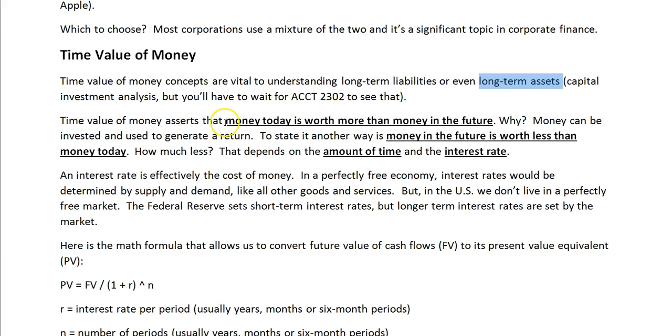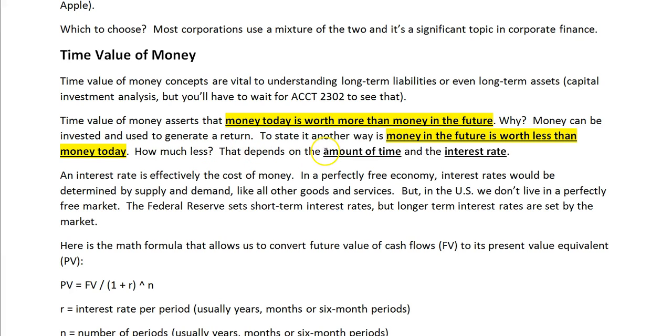What does time value of money say? It says that money today is worth more than money in the future. Why is this the case? Because we can invest money that we have today and use it to generate a return. You can say this the opposite way: money in the future is worth less than money today. If we're going to receive money in a few years, it's not the same as receiving it today, because we can't invest it in projects and earn a return. So we're going to take money that's in the future and get its present value equivalent, but we have to discount the future cash flows to get them to their present value equivalent.